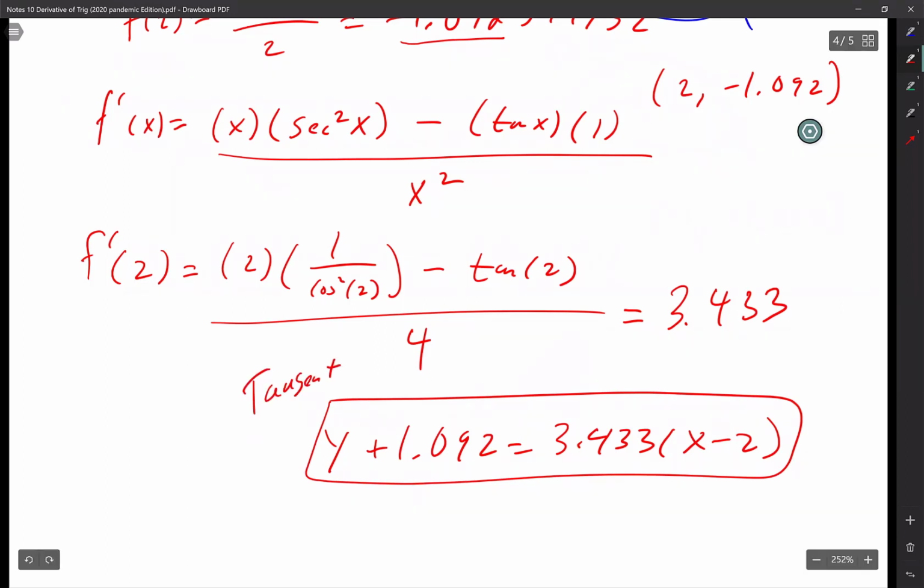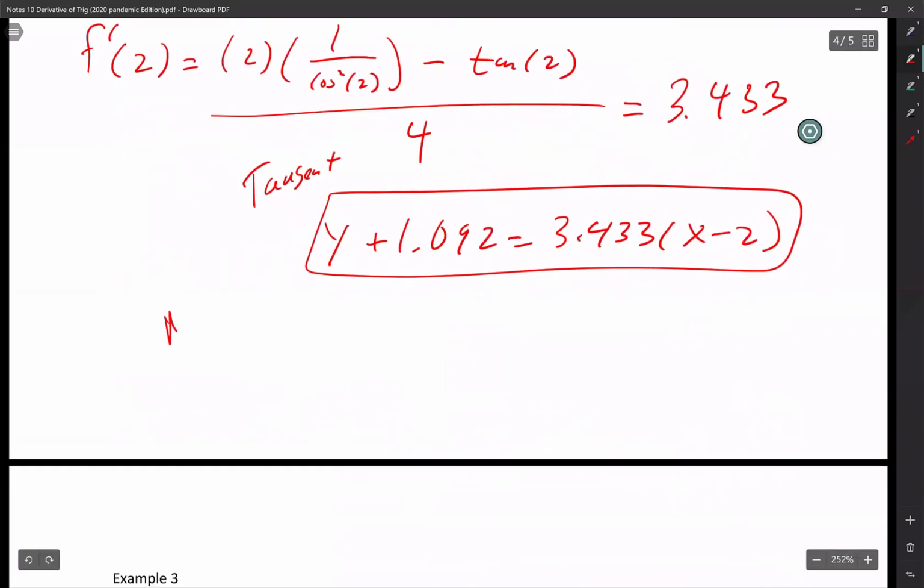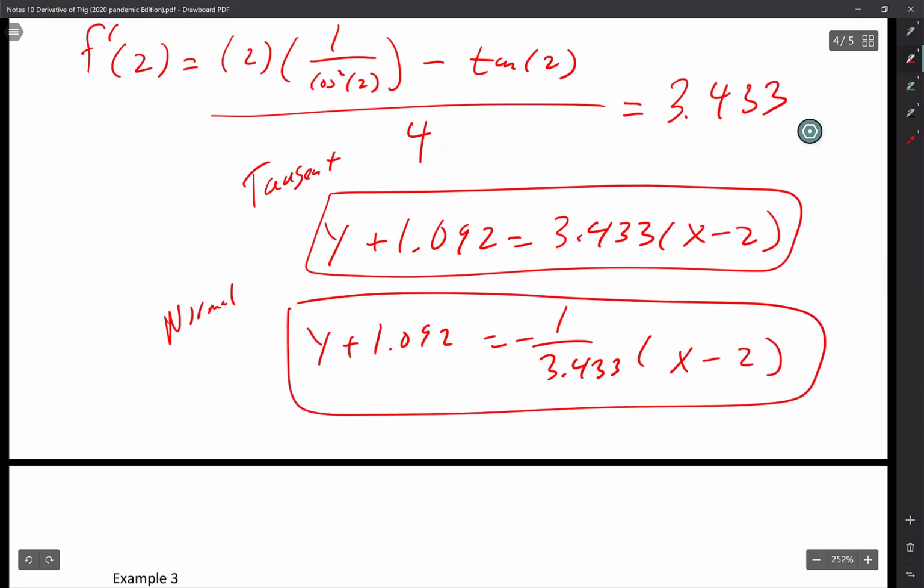Tangent. It also wants the normal. You know what? We're going to plot these because we already have it on Desmos. I didn't close the Desmos, did I? No, I didn't. Perfect. Normal. Y plus 1.092 equals 1 over 3.433. Oh, negative, yeah. X minus 2. There's my normal.